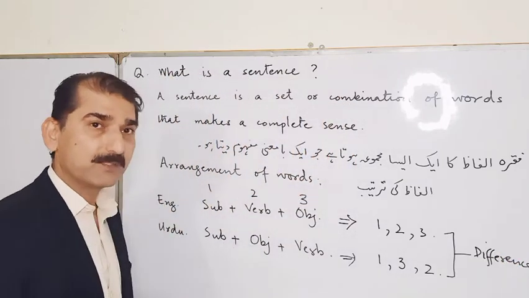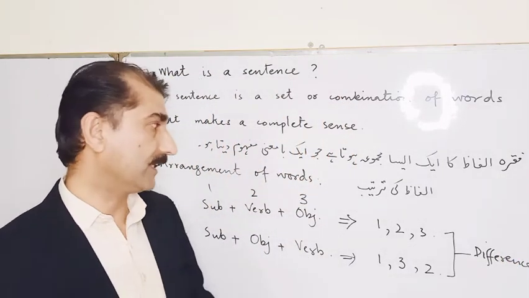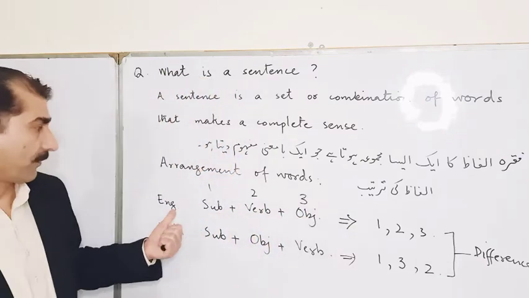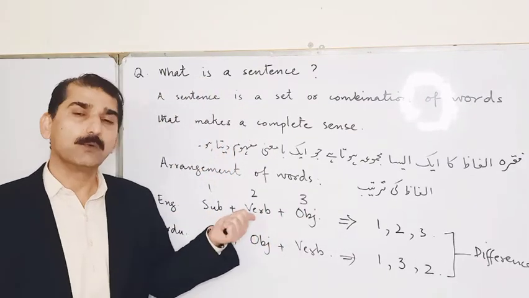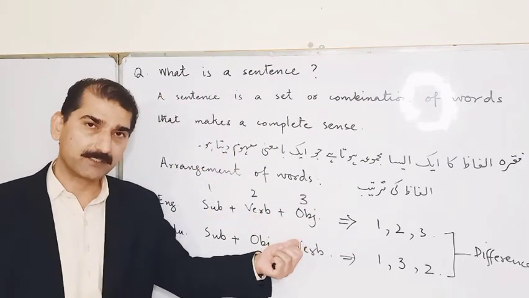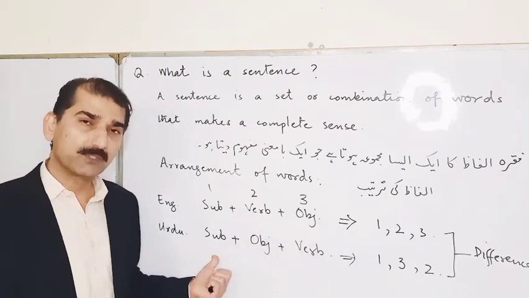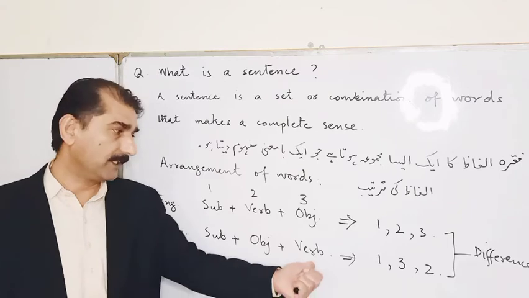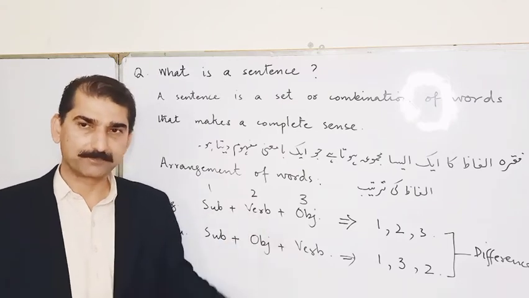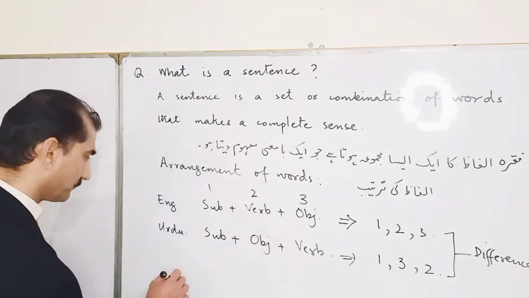The basic difference between English and Urdu is that we use subject, verb and object in English structures or English sentences, whereas in Urdu we use subject, object and then lastly verb. Now look at this sentence.